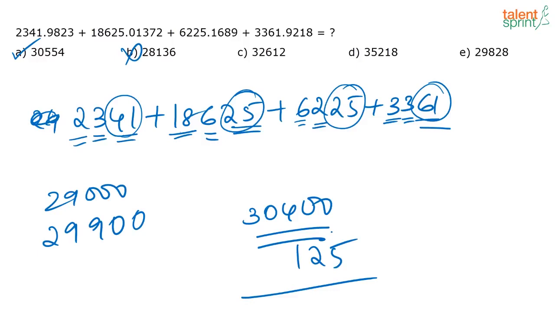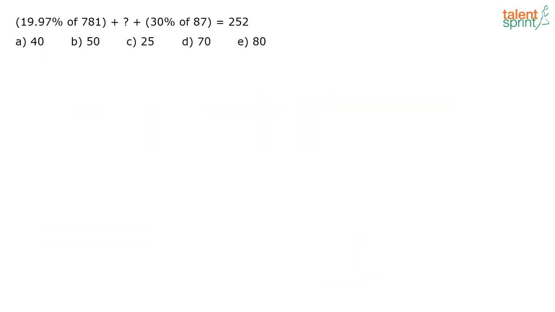Because here also in this question, the options are given far apart from each other. So that also actually helps us to arrive at the answer faster. Okay. Next question. Again for this question, look here. See, they have given 19.97% of 781 and 30% of 87 plus question mark is equal to 252. And the options here are numbers which are far away. Correct? You have 40, 50, 25, 70, 80.